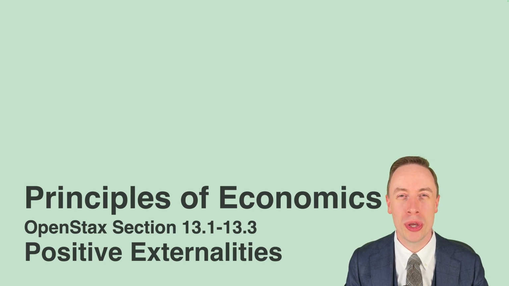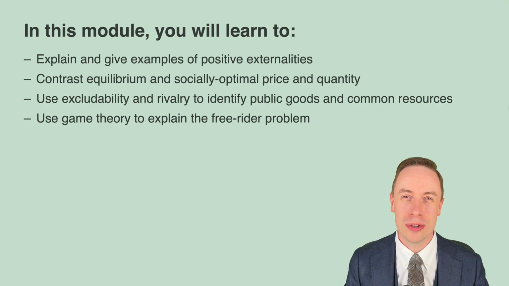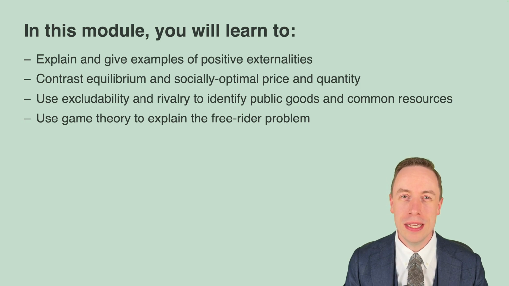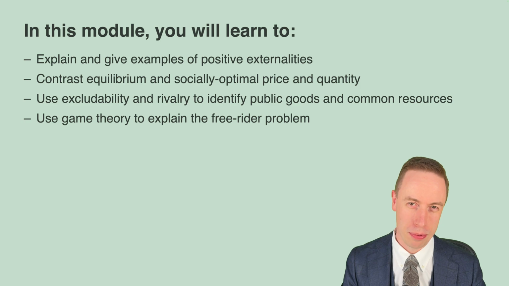Sections 13.1 through 13.3. In this module you will learn to explain and give examples of positive externalities, to contrast equilibrium and socially optimal price and quantity, use excludability and rivalry to identify public goods and common resources, and use game theory to explain the free rider problem.